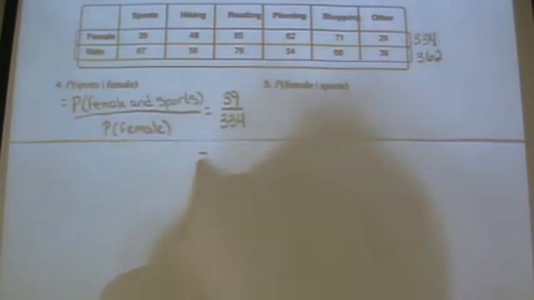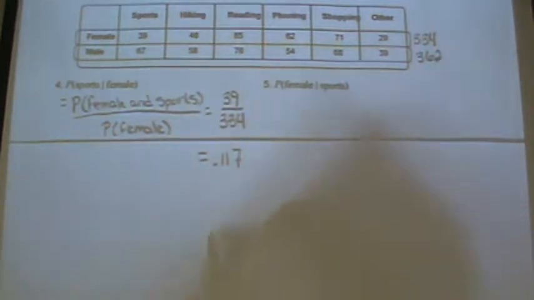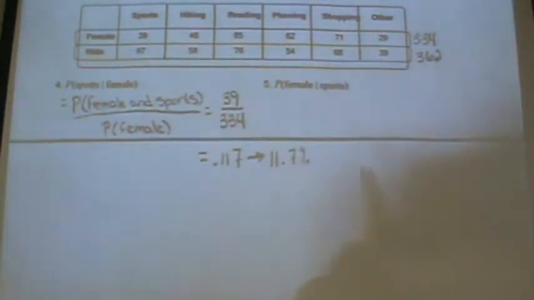So we have 39 over 334. So again, we're going to put this in and get a decimal. So we'll get that this equals 0.117. And then putting this in percentage, you get 11.7%.